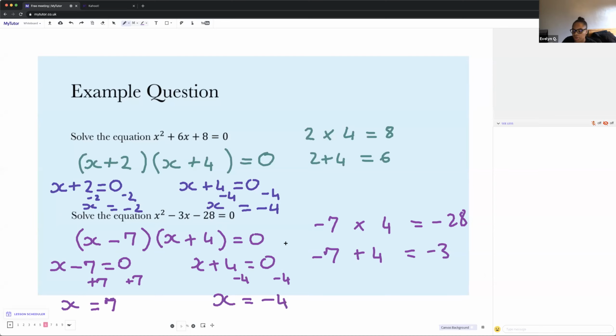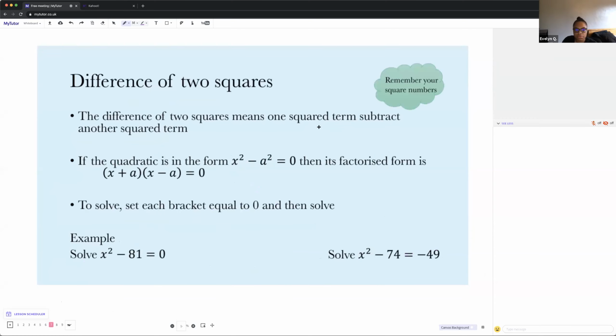Right, brilliant. So we're going to move on to difference of two squares. I'm going to try and answer some more questions before we go on to this.